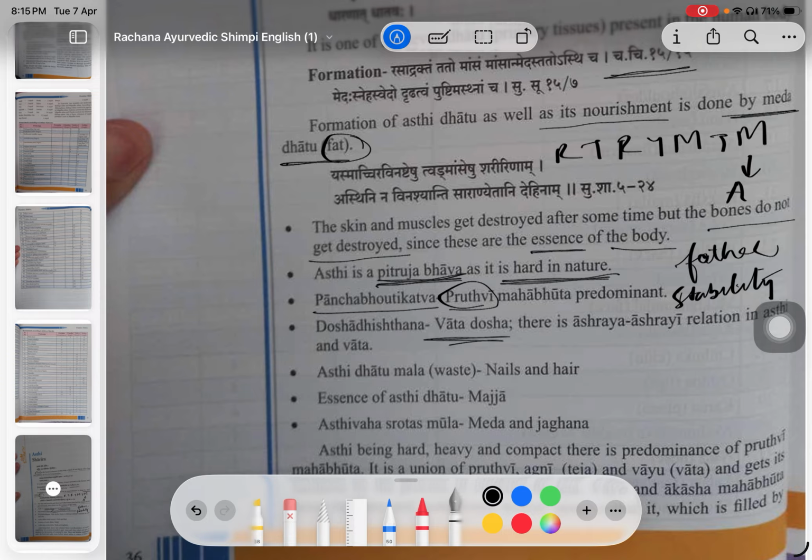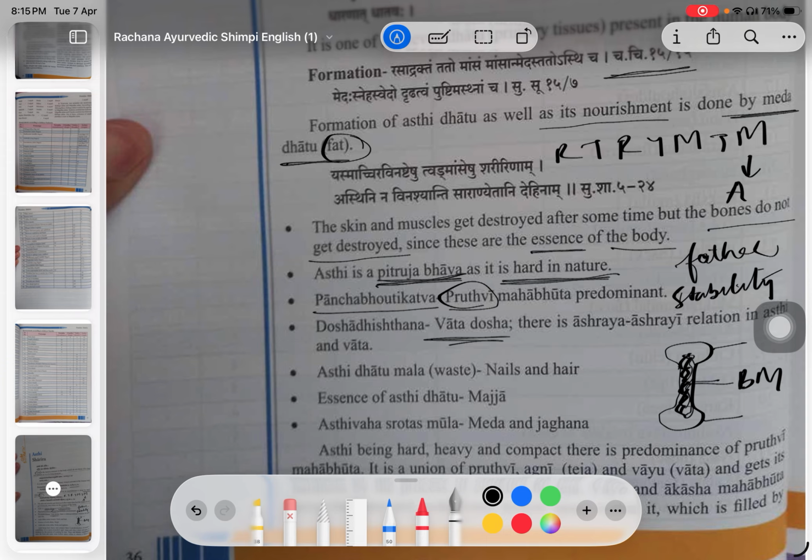Dosh Adhishthan. So what's the Dosh Adhishthan? Vat Dosh. Whenever you see this is the long bone, the head, the trochanter or the area where it is connected to the other bones, and this is the shaft, right? So what does it contain basically? There's bone marrow, right? Bone marrow is present in the sushir, hollow regions of asthi, right?